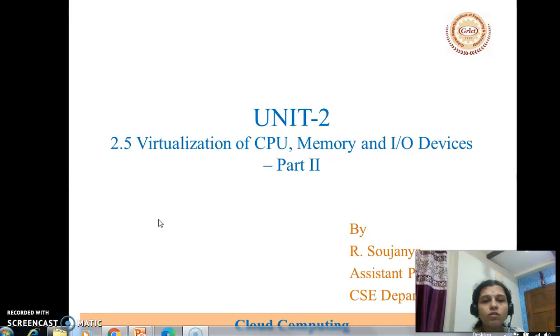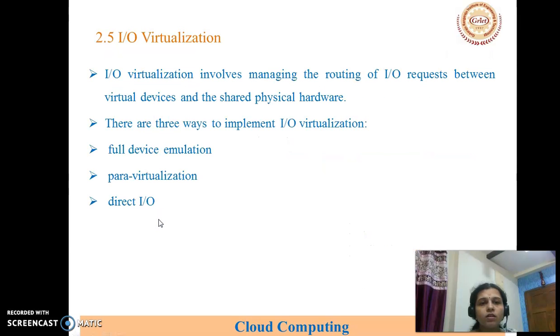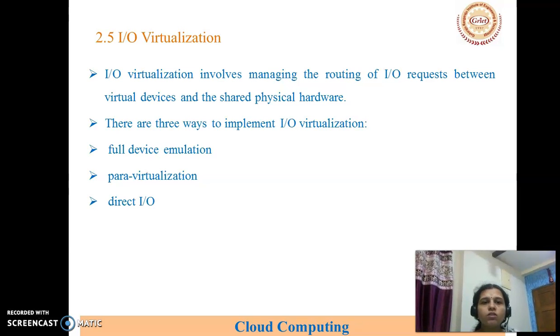In this lecture, we are going to learn the next topic in virtualization, that is virtualization of CPU, memory, and I/O devices. In the last lecture, we already learned about CPU virtualization and memory virtualization. In this lecture, we are going to learn about I/O virtualization. I/O virtualization involves managing the routing of I/O requests between the virtual devices and the shared physical hardware.